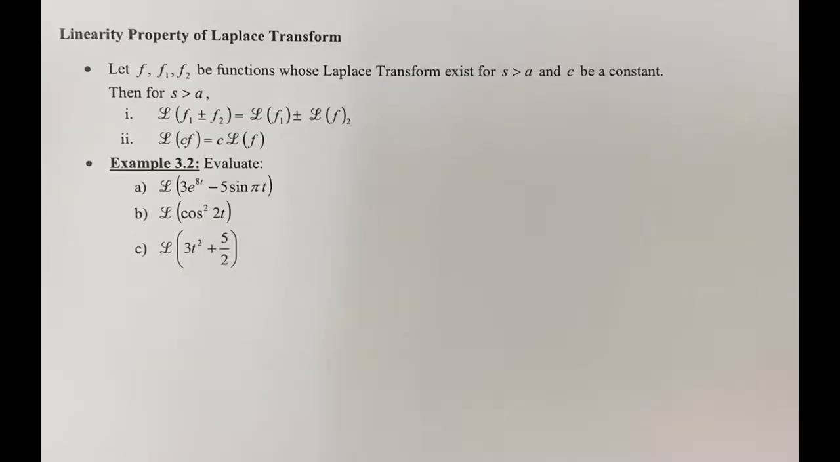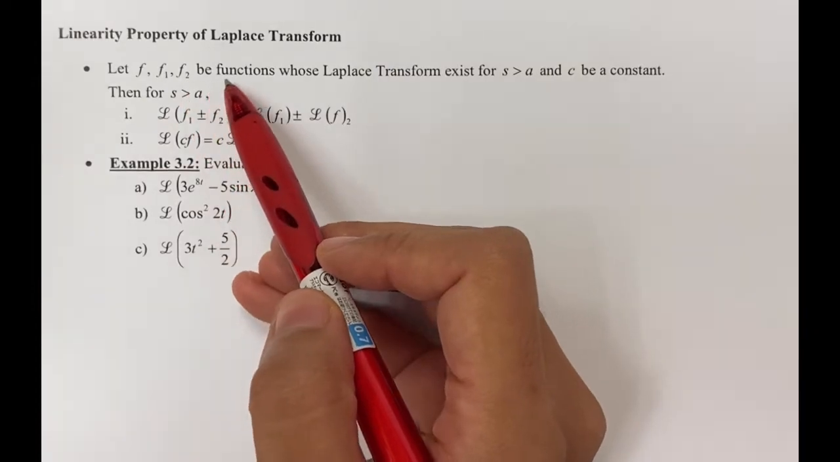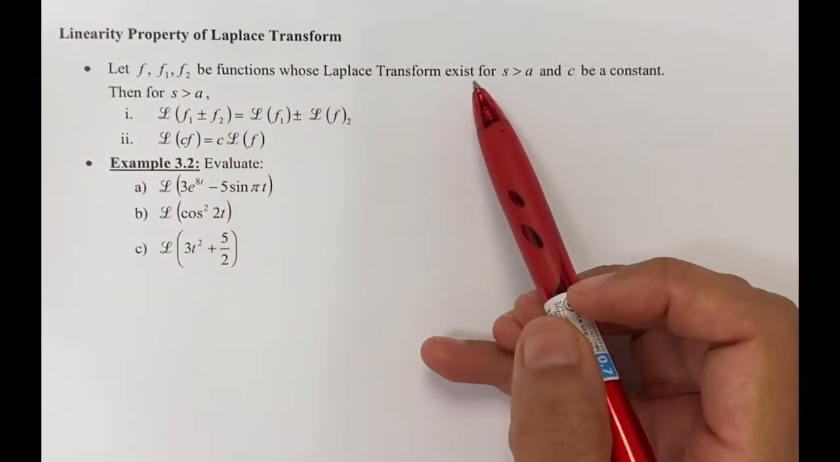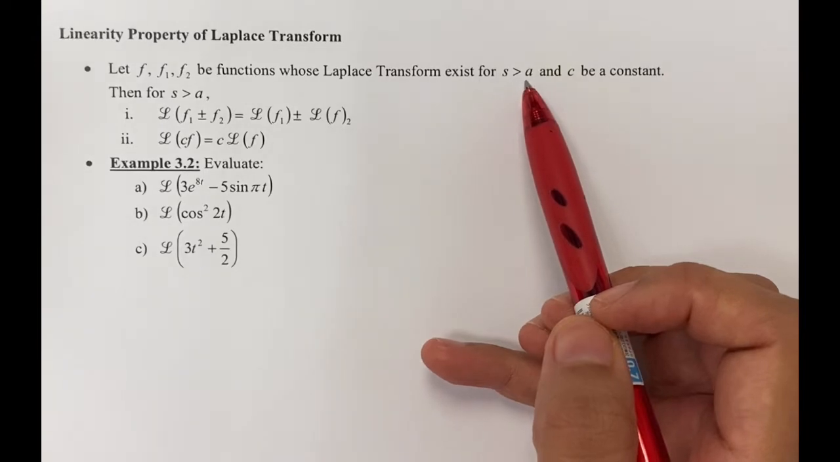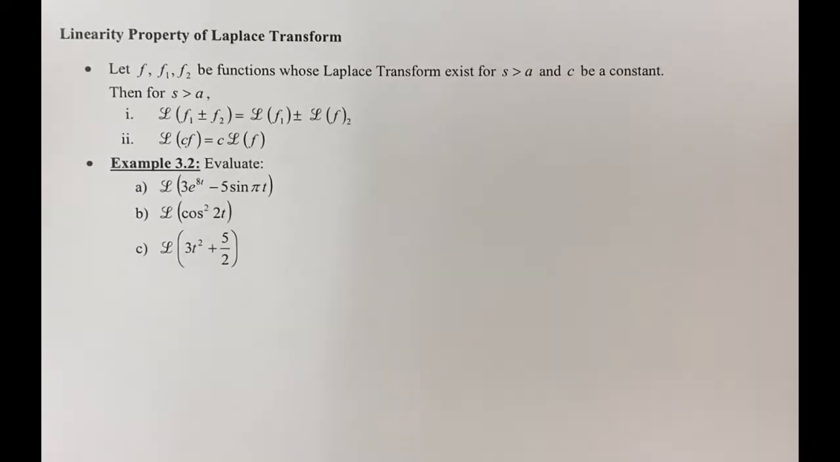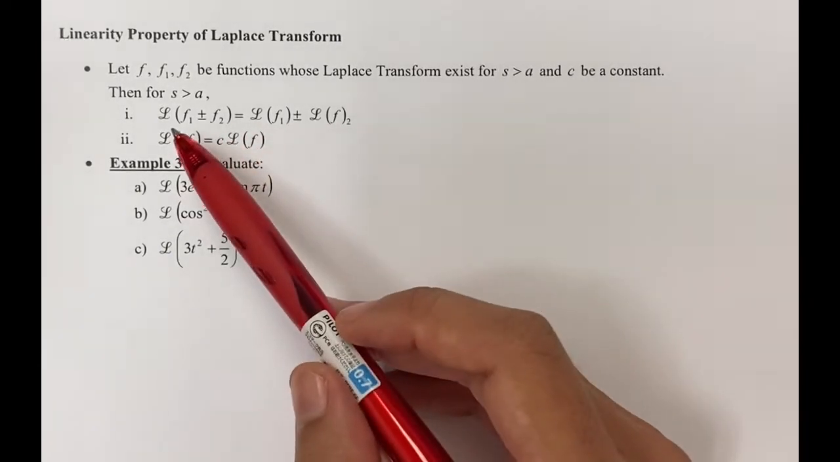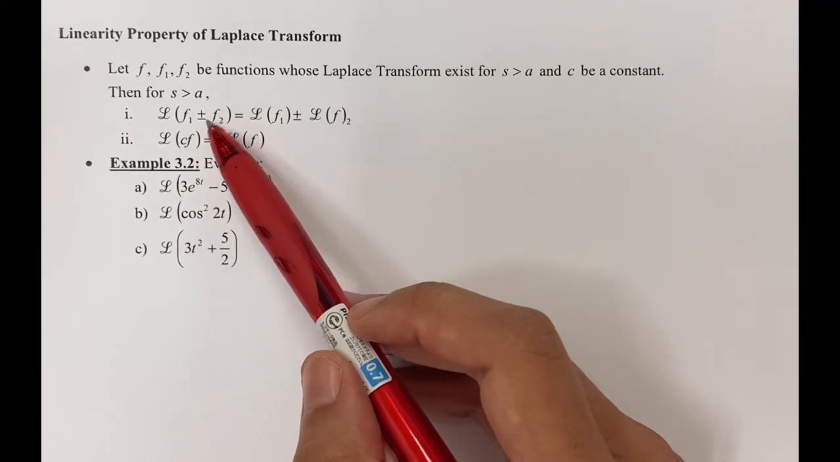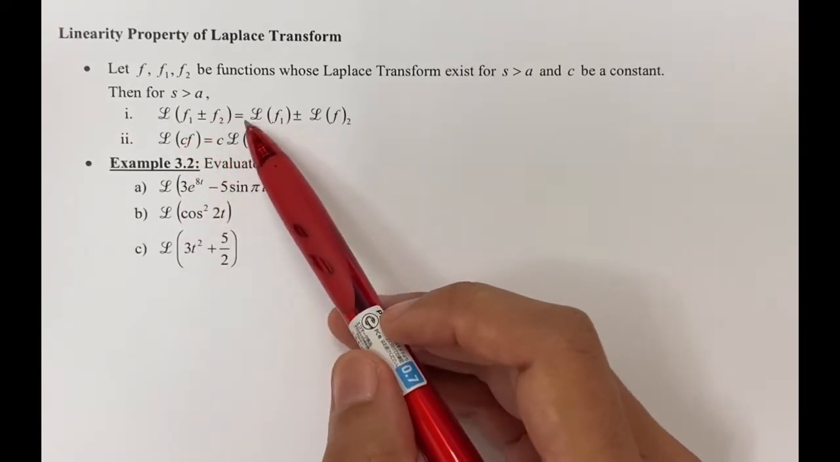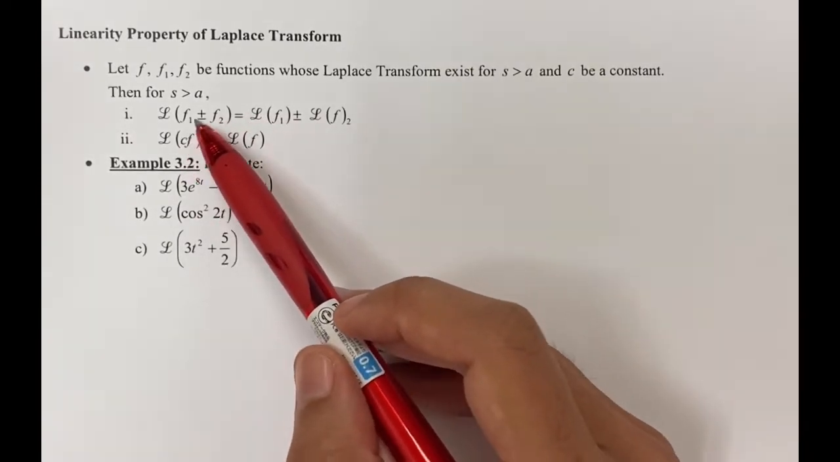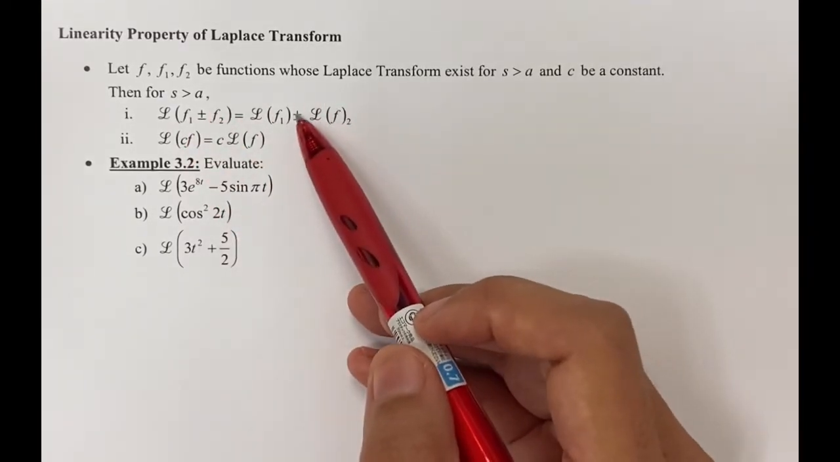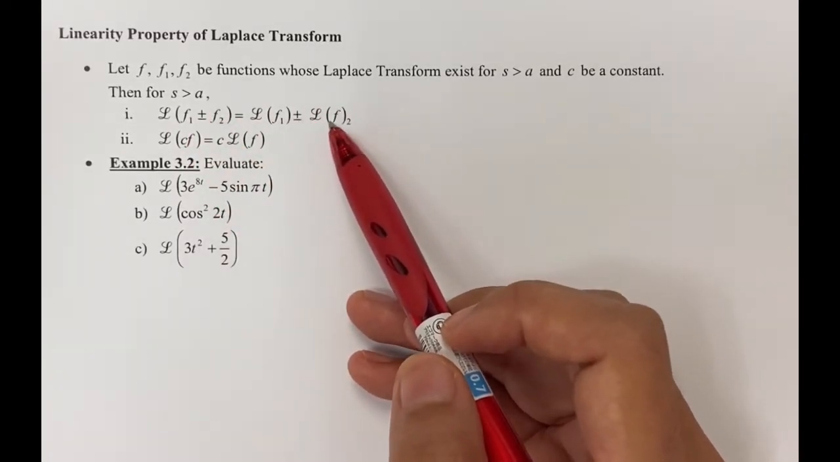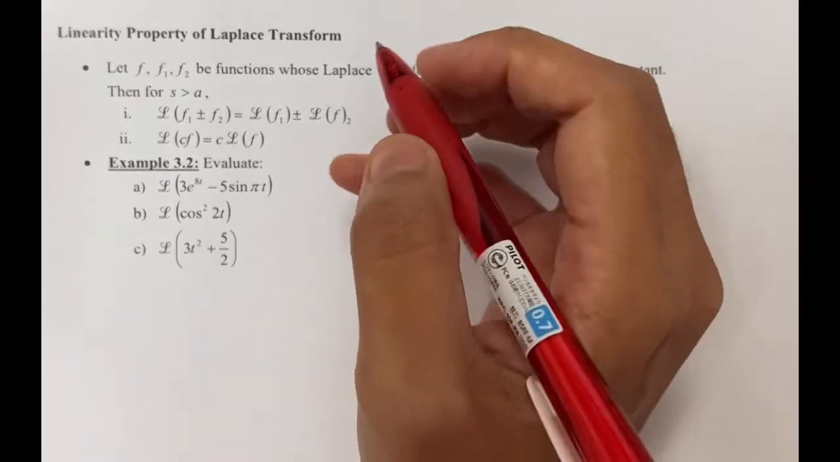Simple. The first property we have here is the linearity property. Let f1, f2 be functions whose Laplace transform exists for s greater than a, and c be a constant. Then for s greater than a, we have these two properties. If we want to find the Laplace transform for two functions, f1 and f2, it is equal to finding the Laplace transform for f1 first, and then you have to add or subtract the Laplace transform for f2.